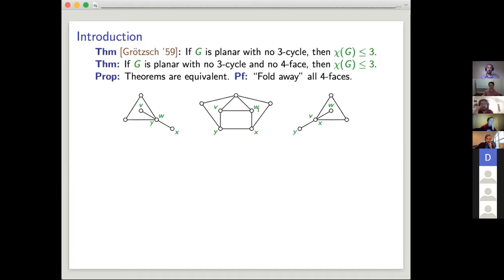Okay, so that's essentially the proof of the equivalence of these two things. You can formalize it with induction on the number of vertices or induction on the number of faces, whatever you like. But that's really the heart of the proof.